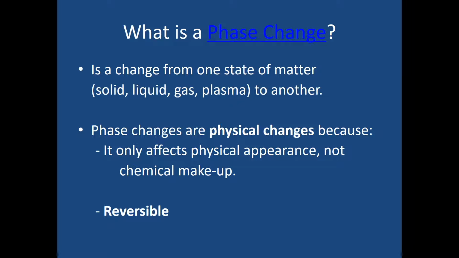But anyway, phase changes are physical changes because it only affects the physical appearance and not the chemical makeup. And if you can remember, I said that during this class, when I teach something, we're going to be using it throughout the year usually. Physical changes are changes that only affect the appearance and are reversible. So if you can reverse something, such as ice melting, that's a phase change, which is a physical change, because you can put it back into the freezer and turn it back into ice. So if it's reversible, that usually indicates that it's a physical change.